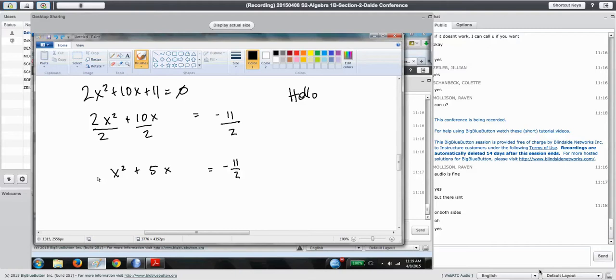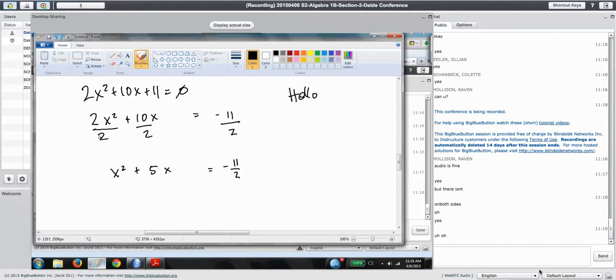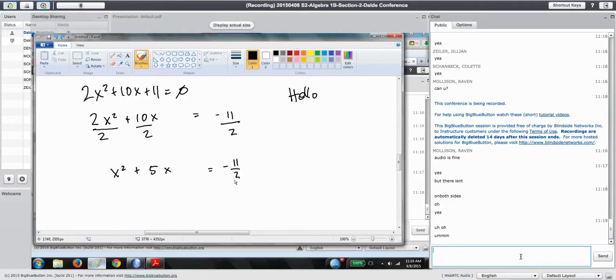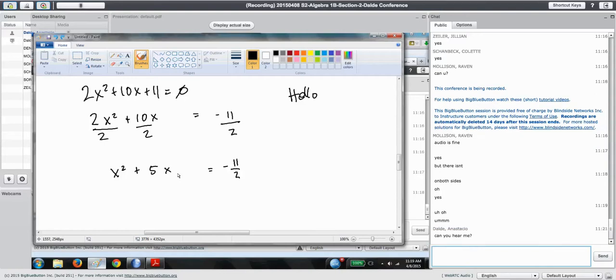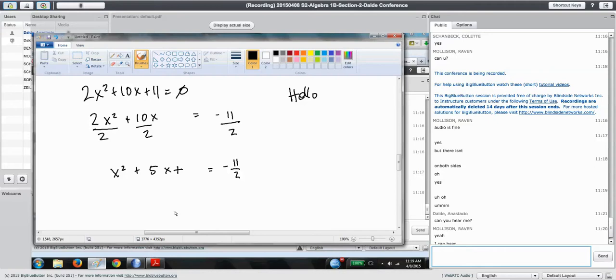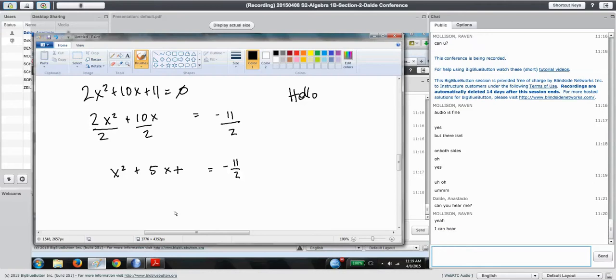And I hate to say it, but my computer is frozen again. What is the number that you want to add to both sides? Can you hear me? Can you hear the audio? Check, check. Hello. Okay, okay. You can hear. Are you saying uh-oh because you don't know what number you add to both sides?